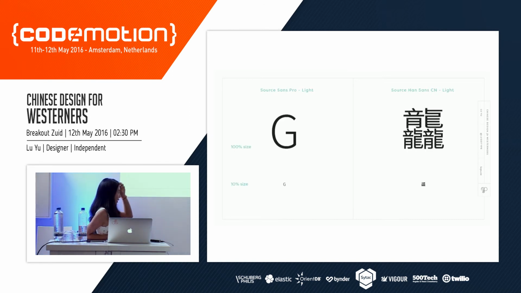And some of the characters look extremely complex, like this one. This one is pronounced as ta, and it means flying dragon. There are 48 strokes in one single character. In comparison, there is the letter G. So when they are both set at a really tiny size, the letter G is still legible. But the Chinese character just becomes a black dot.